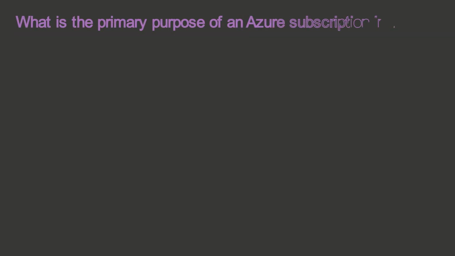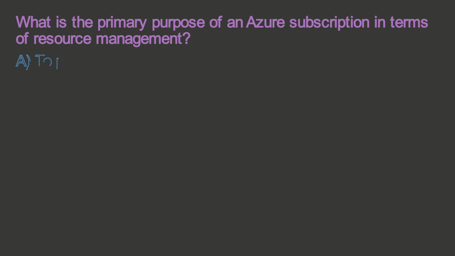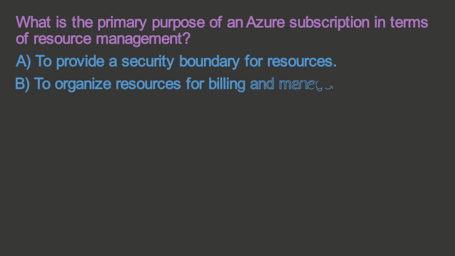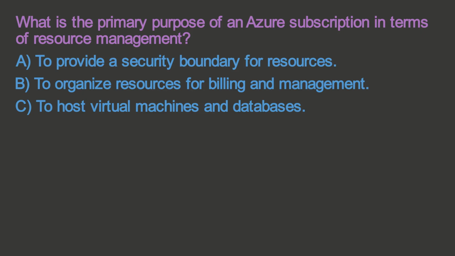What is the primary purpose of an Azure subscription in terms of resource management? A. To provide a security boundary for resources. B. To organize resources for billing and management. C. To host virtual machines and databases. D. To enforce compliance policies.